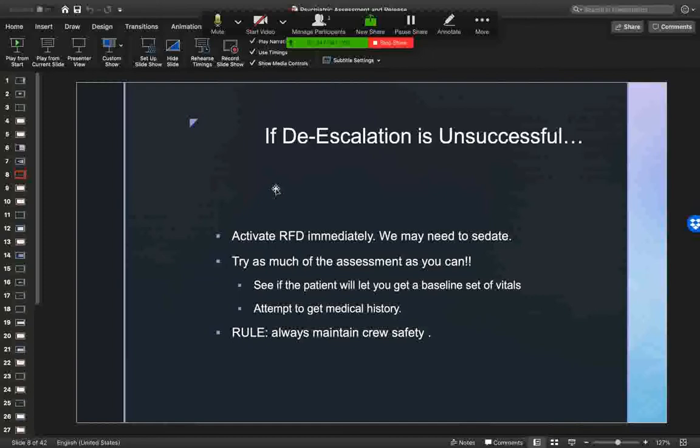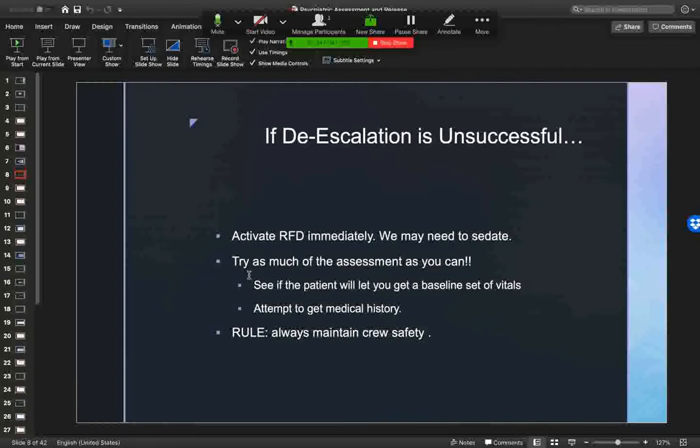Okay, so if de-escalation is unsuccessful, and it's not always going to be successful, guys, it depends on your patient. If they're in a state of psychosis, de-escalation is really not going to work. So we've got to activate Richardson Fire Department immediately. We may need to sedate here, especially in that psychotic state. Sedation is typically the route that we'll have to take. Now, if RFD is en route, try to get as much of the assessment as you can.